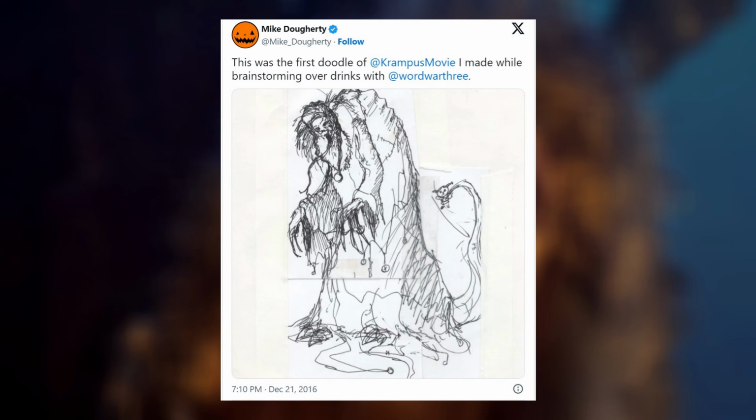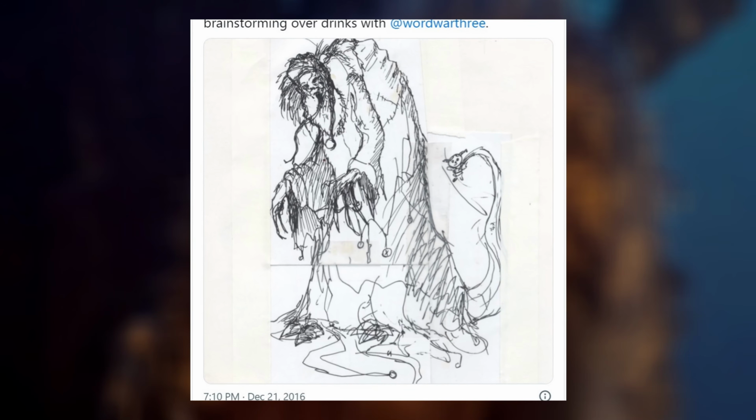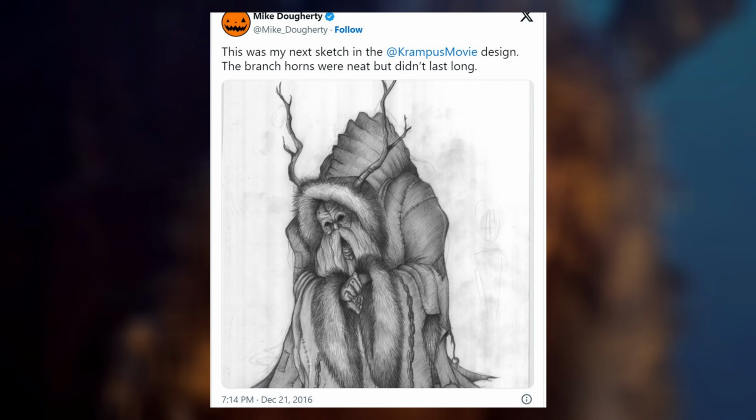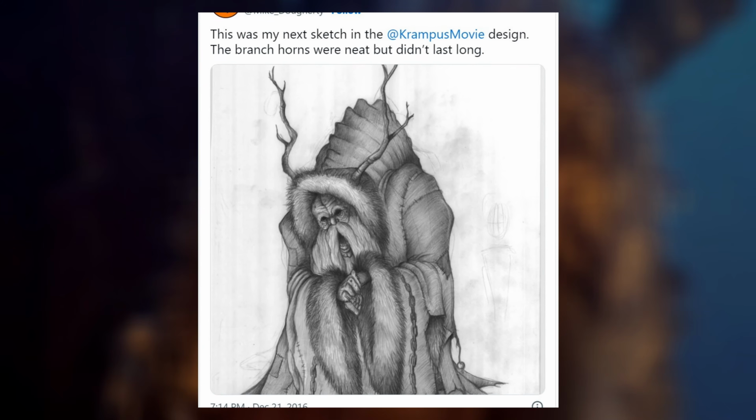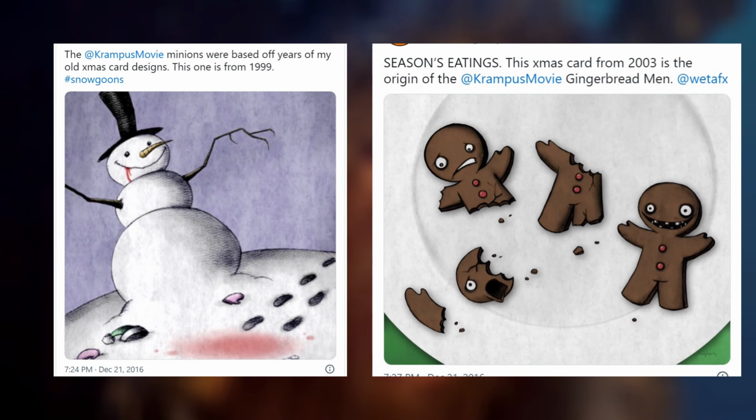Back in 2016, about a year after the release of Krampus, Mike Dougherty shared a handful of images on what was formerly called Twitter of early concept art for the Krampus. In one of them, you can clearly see what would go on to be the final design, but with the slight difference of the horns this time looking like branches from a tree. Dougherty also shared two images that were part of the inspiration for the Krampus's demonic creatures, including the snowmen and the gingerbread men.